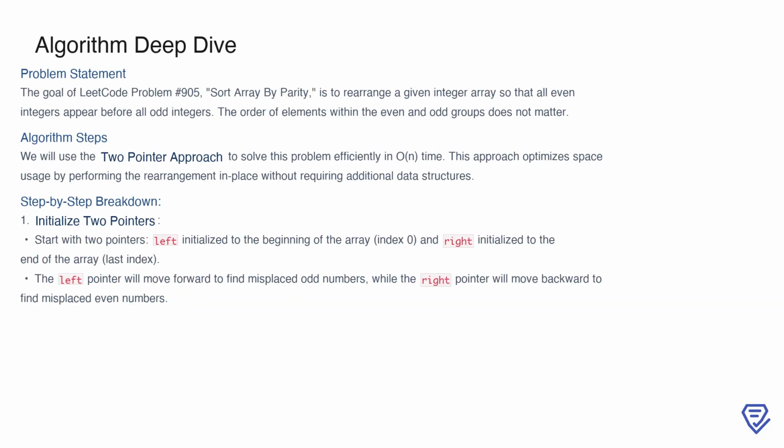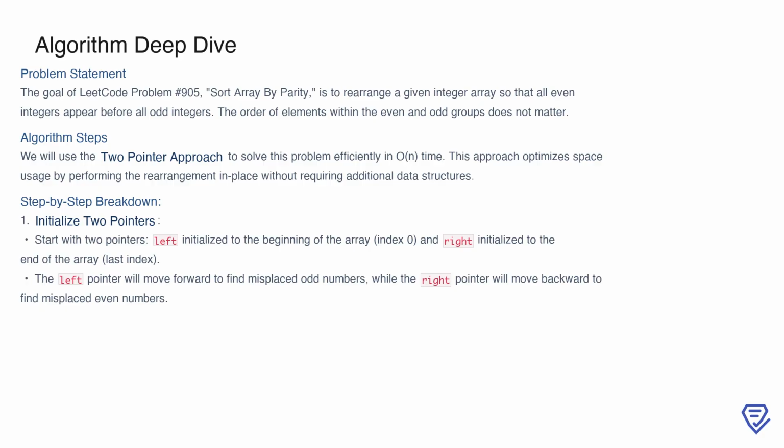The problem we are tackling here is LeetCode number 905, titled Sort Array by Parity. The goal is straightforward. Given an integer array, we need to rearrange it so that all even integers come before all odd integers. Now, the order of elements within the even group or the odd group is not important. To solve this efficiently, we'll use the two-pointer approach, which allows us to rearrange the array in place without requiring extra memory. This method is efficient, running in O(n) time.